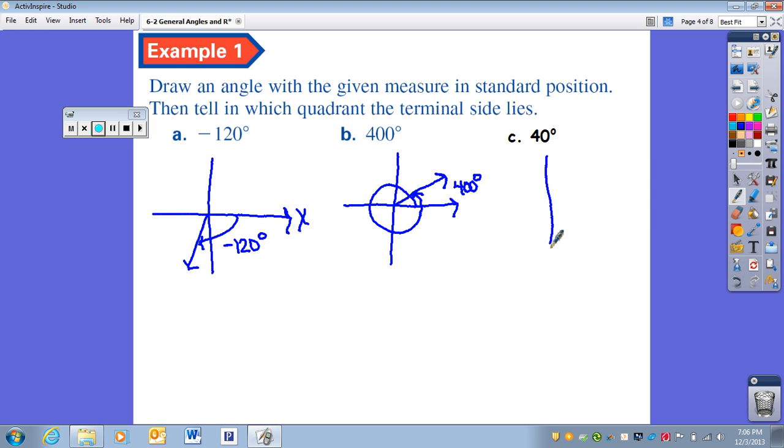Next, we need an angle that is 40 degrees that is positive. So we begin with our initial side with our positive x-axis, and we need to go in a counterclockwise direction to go positive, and we need to be at approximately 40 degrees, so a little bit less than our 45, and that is our terminal side, and that would be our 40 degrees.